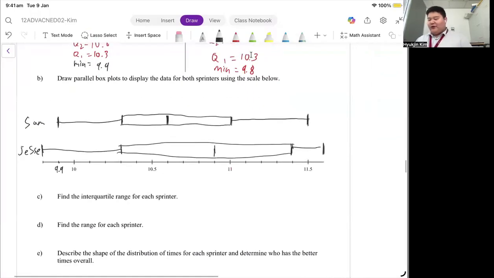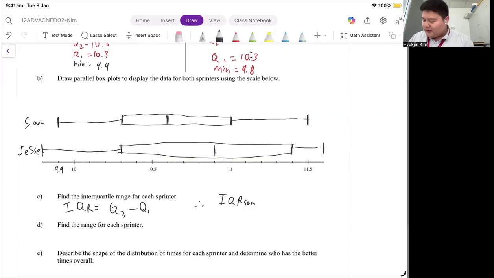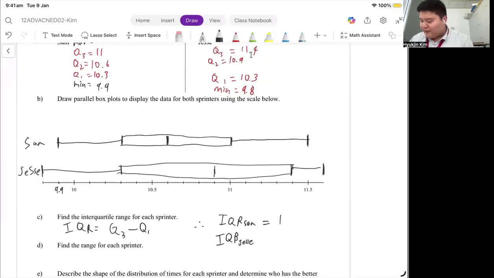Find the interquartile range for each. Well, if you guys remember, IQR is always Q3 minus Q1. So for Sam, IQR, and this is the way I like to do it. IQR, and then small one, Jesse. And that would be 11 minus 10.3, which is 0.7. 11.4 minus 10.3, which is 1.1.